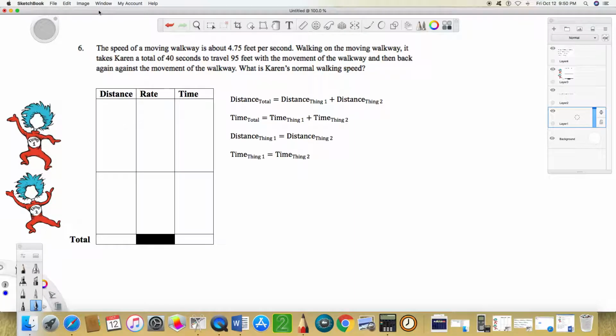All right, so I think this is recording. Let's take a look here at this problem. Read the problem carefully and identify what you're going to call thing one and thing two, and then press continue.